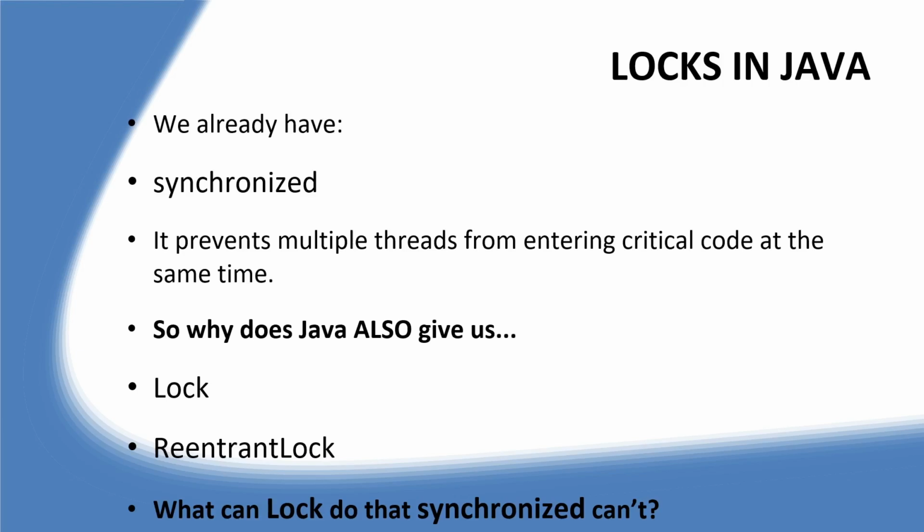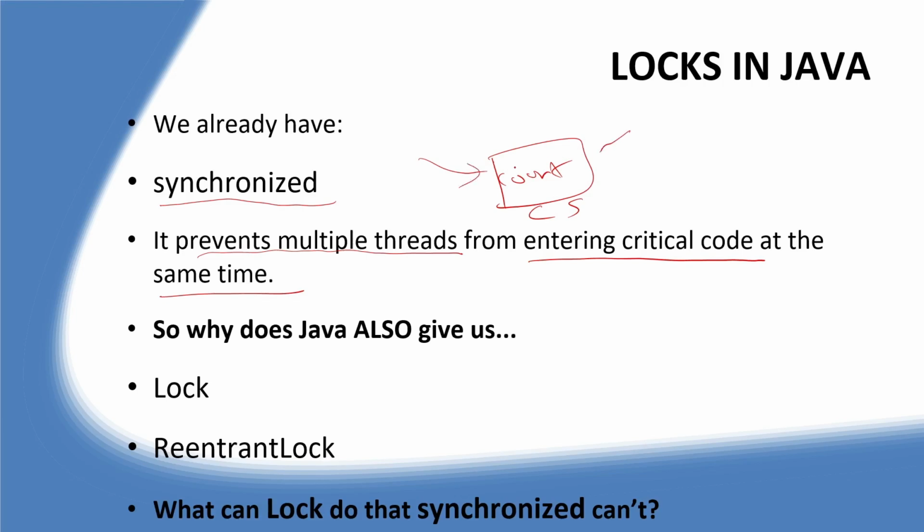Now let's get started. We already learned how synchronized protects shared data from race conditions, right? So we already have the concept of synchronized. With the help of synchronized, we have seen it prevents multiple threads from entering a critical section at the same time. Let's say we have some critical section, inside we have some variable and multiple threads are trying to use it. But with the help of synchronization, we have resolved this issue.